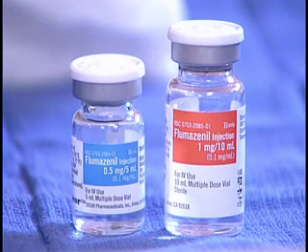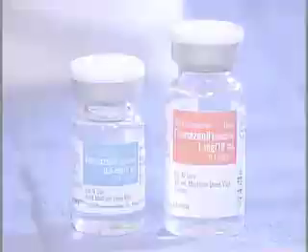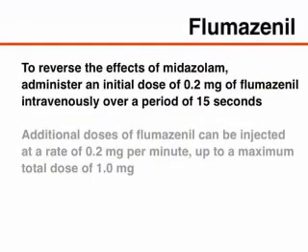Flumazenil is a benzodiazepine antagonist used to treat benzodiazepine overdose. To reverse the sedative effects of midazolam administered for conscious sedation, an initial dose of 0.2 milligrams of flumazenil is administered intravenously over 15 seconds.